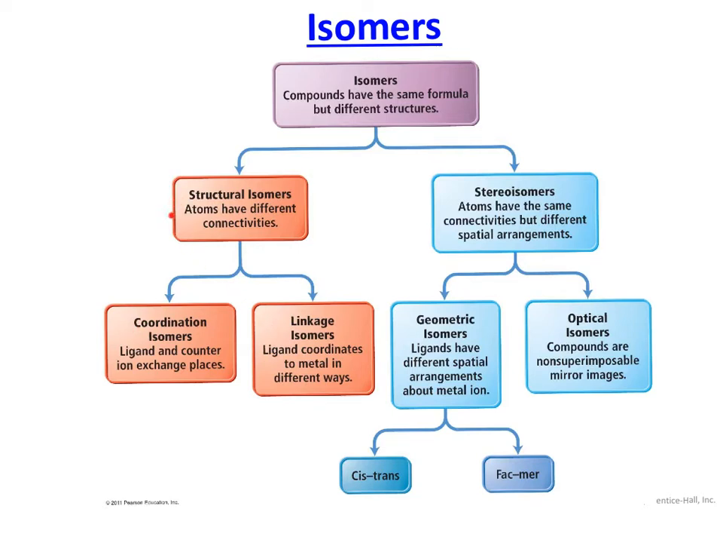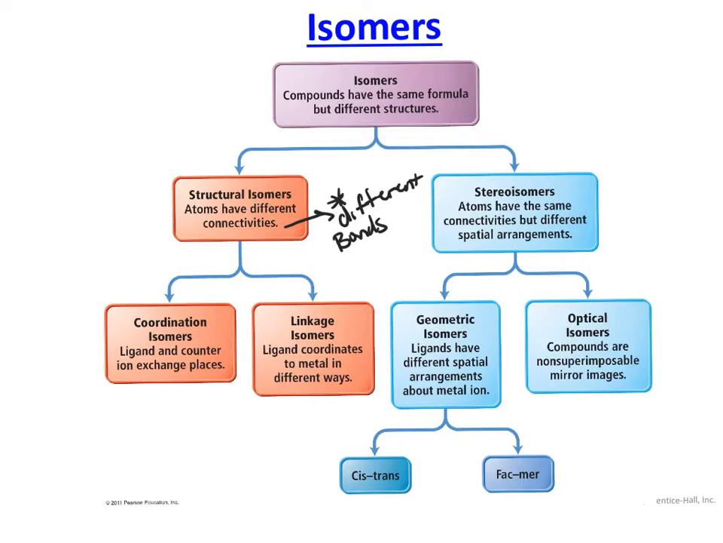So a structural isomer, that means the atoms have different connectivities. That essentially means we have different bonds. So maybe in one structure we have an iron atom bonded to a chloro ligand, and in another structure we have an iron atom bonded to a bromo ligand. That would be an example, what I just discussed, of a coordination isomer. So a coordination isomer, the ligand and the counter ion exchange places.